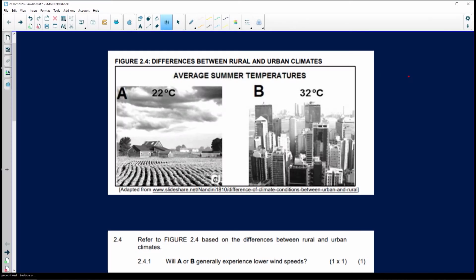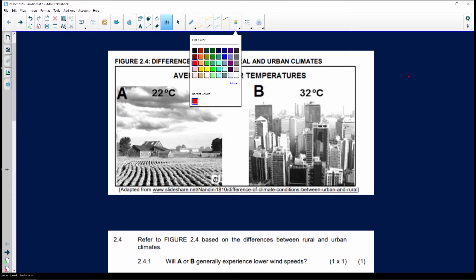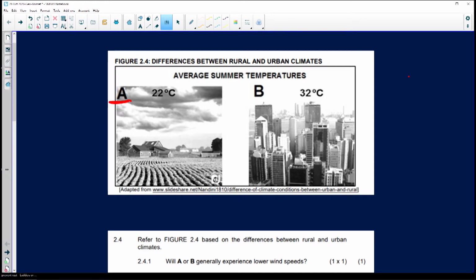So what we have here in figure 2.4, we have the differences between rural and urban climates. So as you can see immediately, a couple of key factors that we need to point out over here. A, let's quickly identify A. A is definitely our rural area.